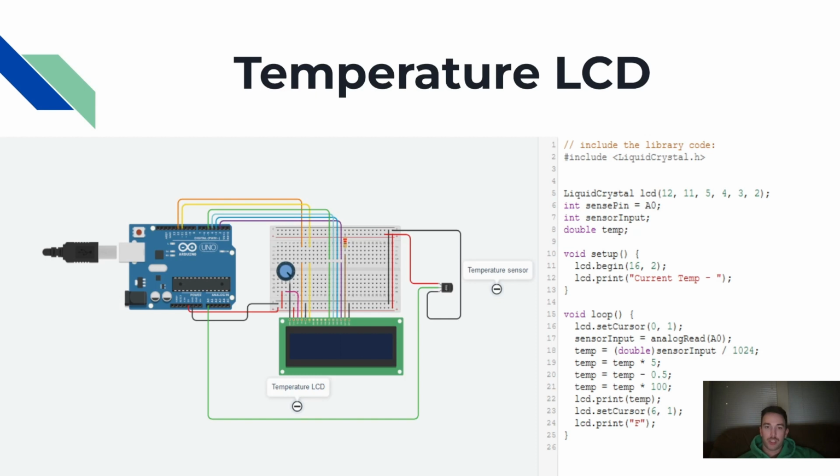Next, we have the temperature LCD circuitry. This is in relation to the atmospheric data collection. Other atmospherics that we would collect are temperature, pressure, as well as air quality.